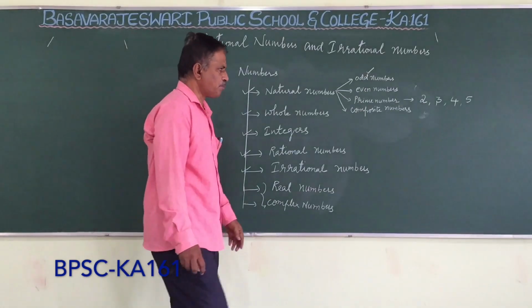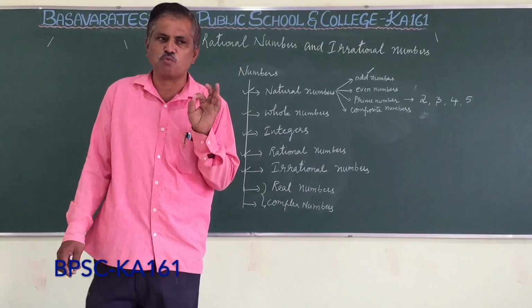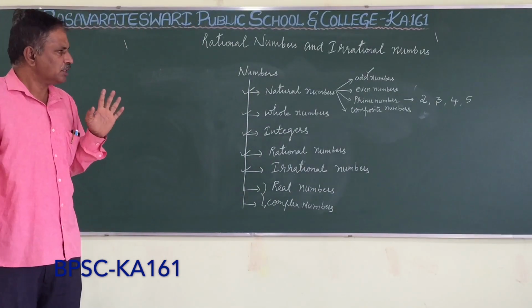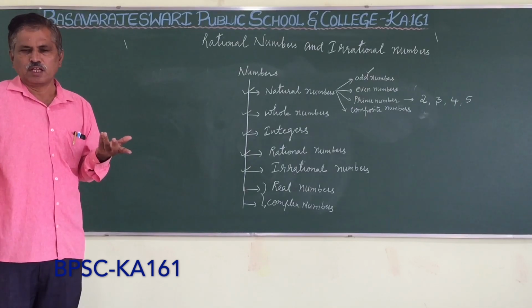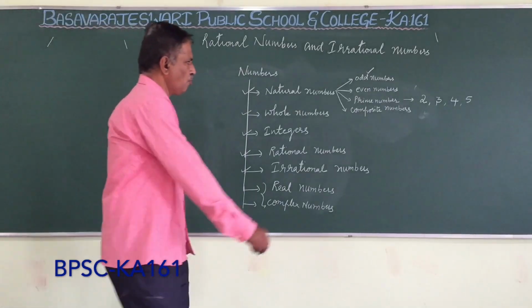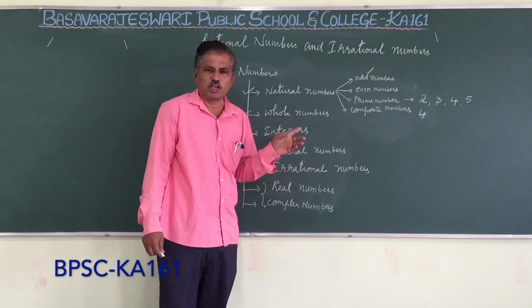8 cannot be a prime number. So very clearly, those numbers which are divisible by 1 and itself are called prime numbers. Then what are composite numbers? The numbers other than prime numbers are nothing but composite numbers. I told 4. 4 is a composite number because 4 is not a prime number.